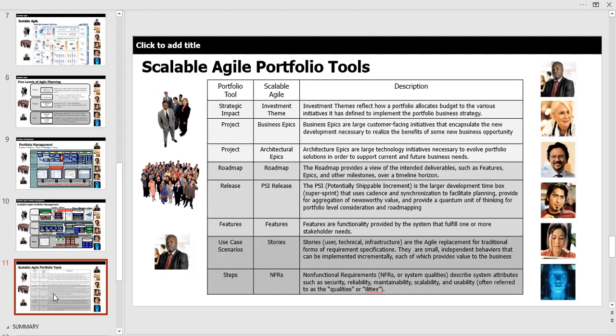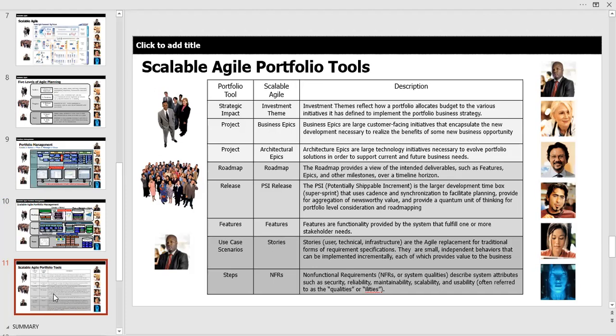Finally, terminology. When I saw this, I said, okay, this is a really good, useful tool, because portfolio tools have their own terminology, and structured or scaled agile has its own terminology. So I want to show you how they're kind of the same thing. So, strategic impact and investment theme. Investment themes reflect how a portfolio allocates budget to the various initiatives that it has defined to implement the portfolio business strategy.